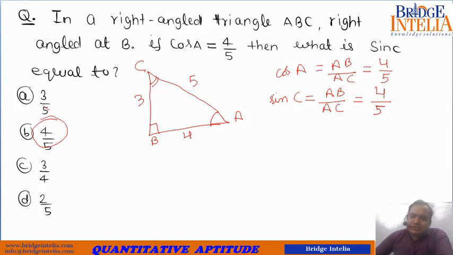Or you could have also used the concept of complementary angles, because cos of this angle will be equal to sine of this angle, because they are complementary. So you could have also used that shortcut as well, because you see these two angles are complementary. So cos of this angle will be sine of its complementary angle. So cos A was already given to us as 4 by 5, and we were being asked to find sine of C. Hence the answer came out to be the same.